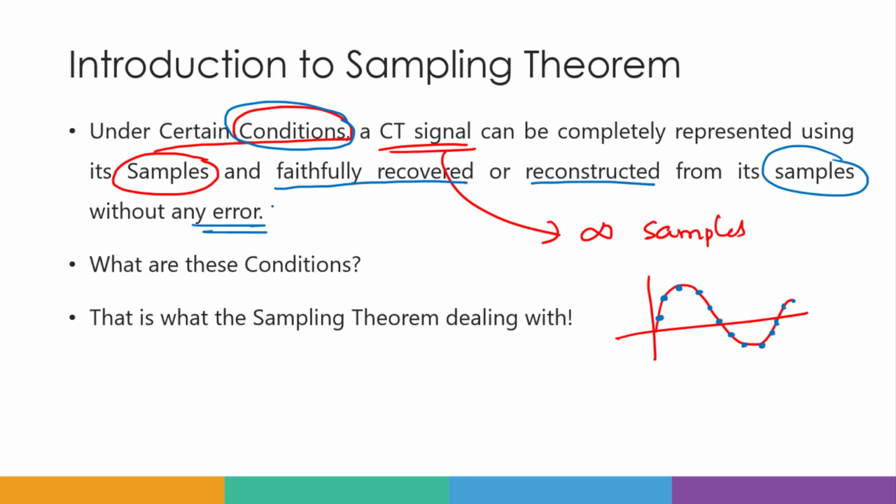Now what are these conditions? That question remains. What are these conditions? So this is very, very important. Actually that is what the sampling theorem is dealing with. These conditions are very important, and sampling theorem is talking about this condition. Under what condition are we able to reproduce or reconstruct a continuous time signal from its samples? That is the basic idea of sampling theorem.